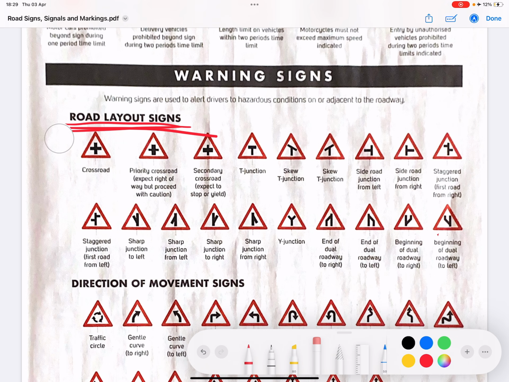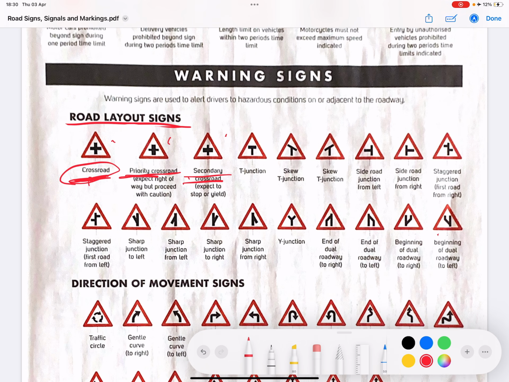So now, road layout, what are we talking about? We are talking about the layout of the road. The layout, umgwaqo wendlaleke kanjani. So the first one, you have the crossroad. The crossroad, impambano zomgwaqo. So now, look at this. You have crossroad, priority crossroad, secondary crossroad. These three signs are not the same, or they do not mean the same thing.